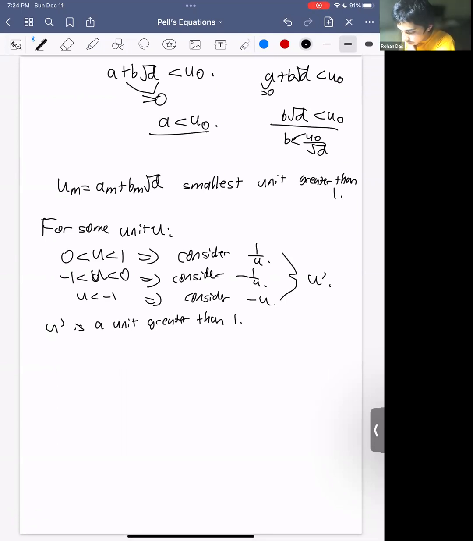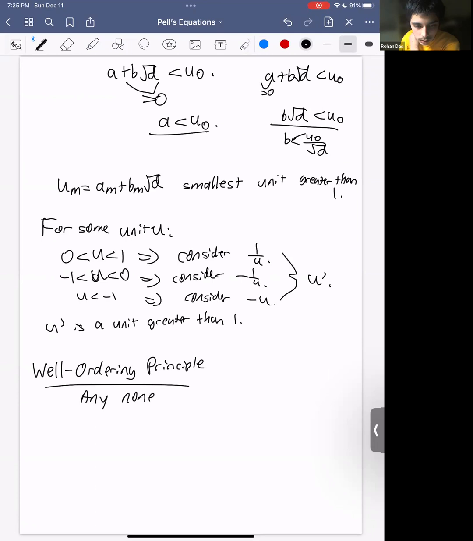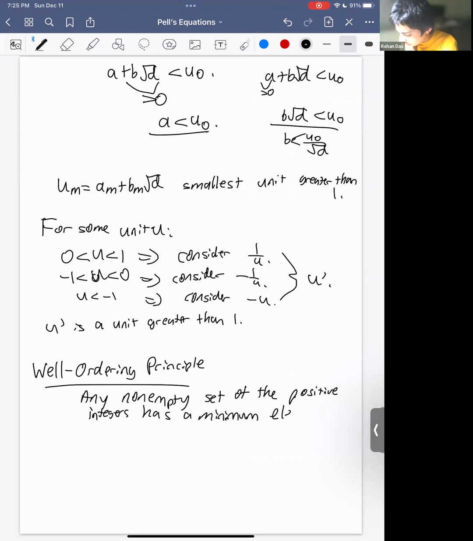It's an axiom of the integers that's really similar to induction, but its statement is a bit different. So this is called the well-ordering principle. It states that any non-empty set of the positive integers has a minimum element. And this is an axiom, so it's part of the definition of integers, so we don't need to prove it. It's just something we take for granted.